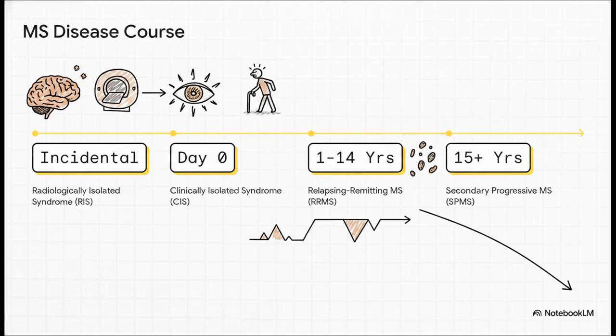Once the full criteria are met, they enter the relapsing remitting phase, which accounts for about 85% of all onsets. Fast forward roughly 15 years, and sadly, many transition into secondary progressive MS, where we see a gradual worsening of disability that's completely independent of acute relapses.